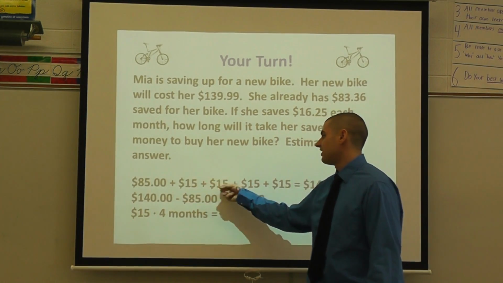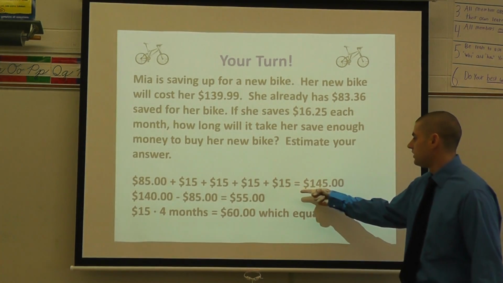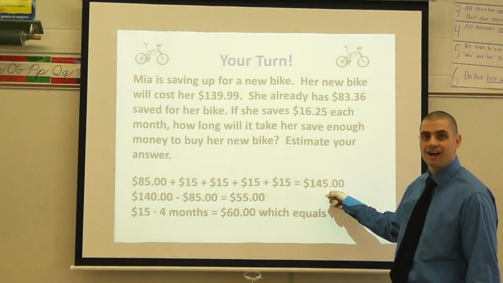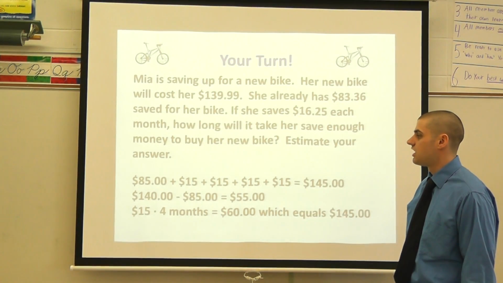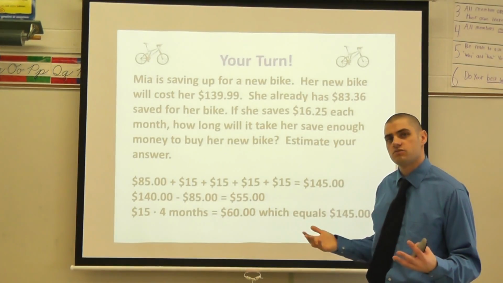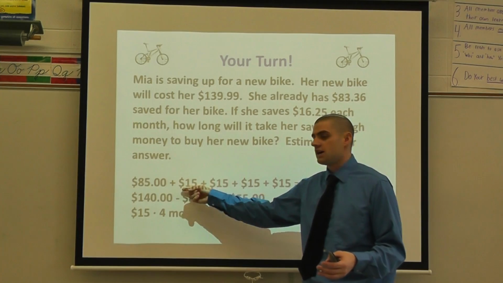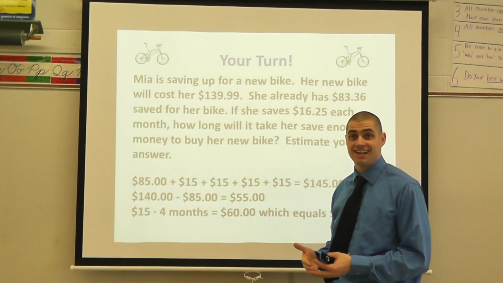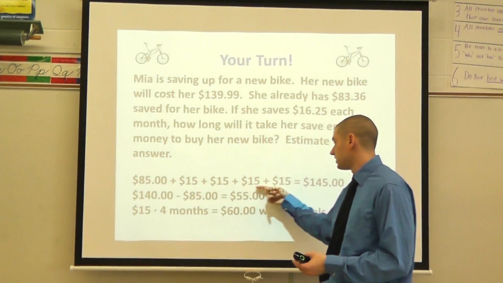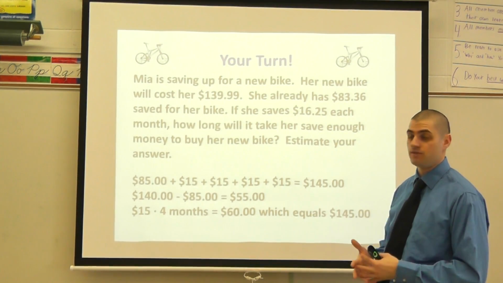So I knew that if I added $15 for each month, it would take me 4 months here to get me about $145, which would cover the cost of the bike. So the other way that I kind of thought of this, that was addition I used, where I added $15 each time. I could have figured out it's about $15 each month that I save and multiplied by 4 to come up with that total as well. That was one strategy or operations that I've used.